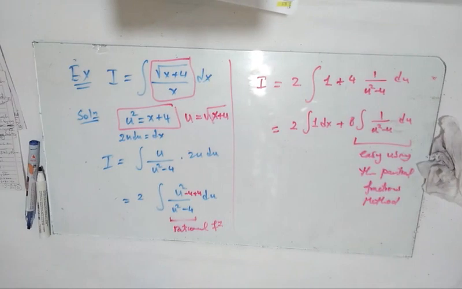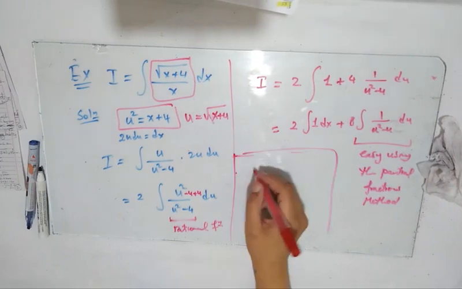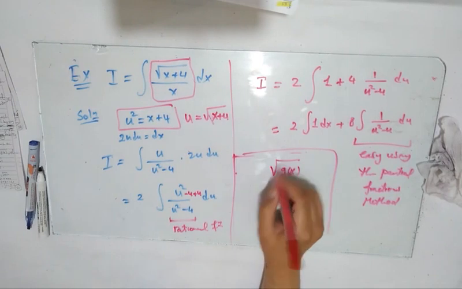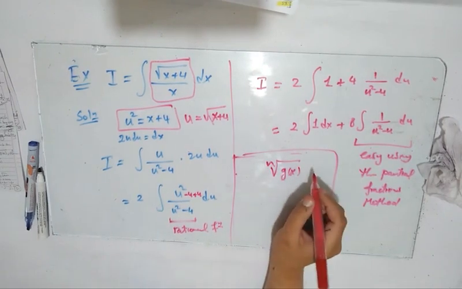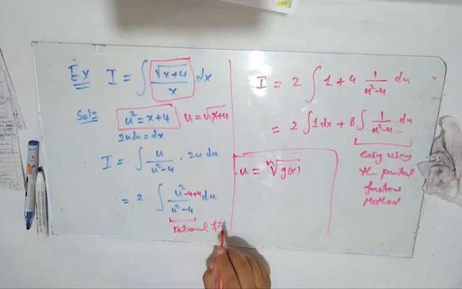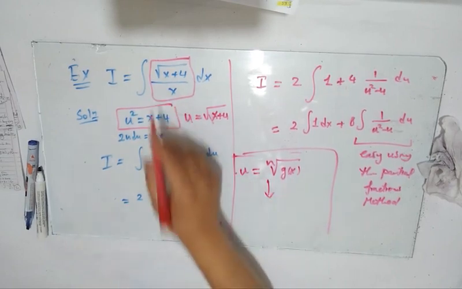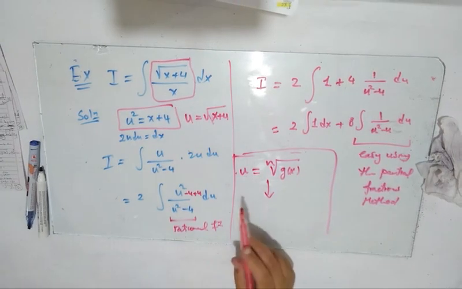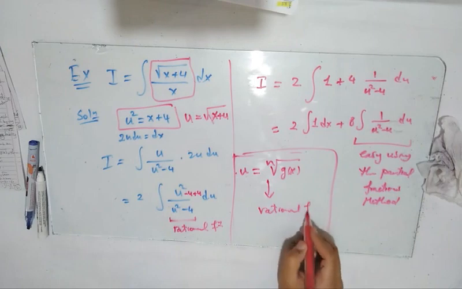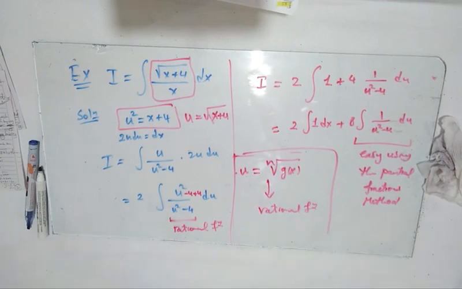Okay, and then we could calculate the integration. In general, if the integrand contains something like the nth root of a certain function, maybe you could use this substitution such that you convert the non-rational function into a rational function, and then you could integrate it as we have seen. Okay, so now we're done with the partial fractions method.